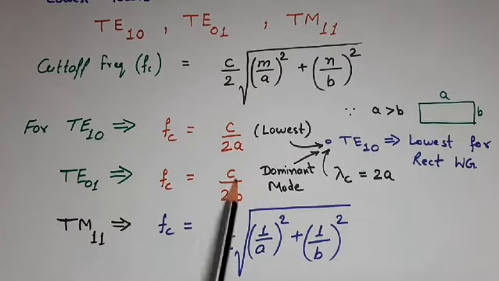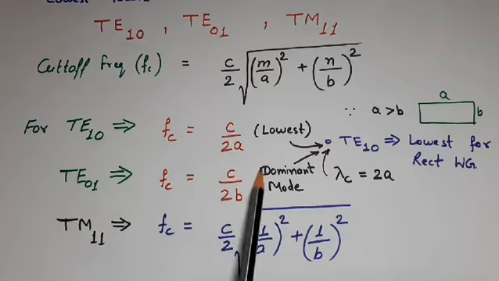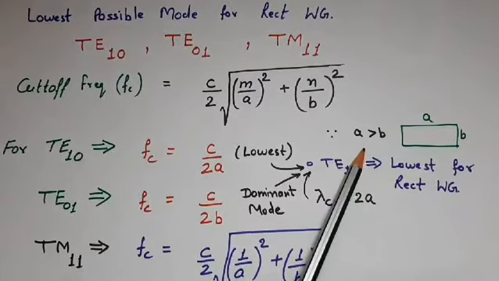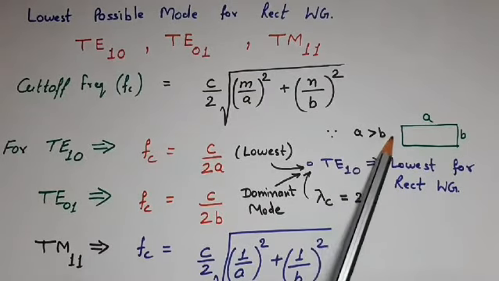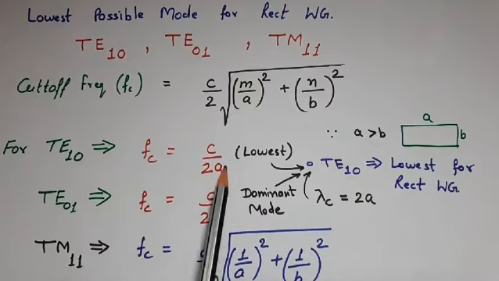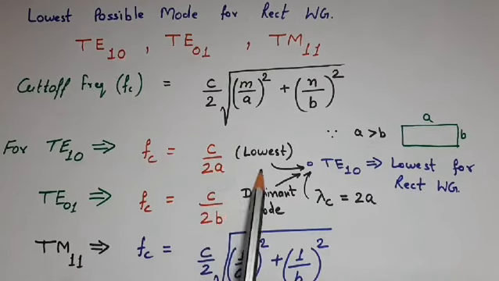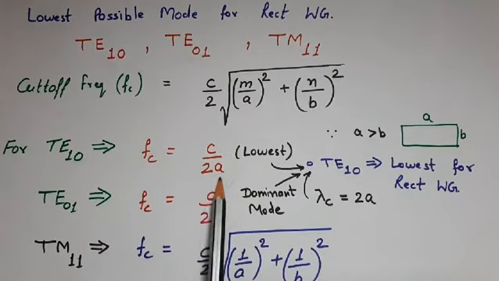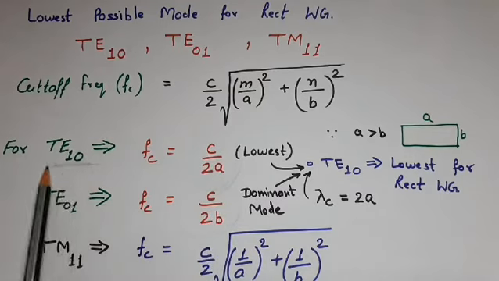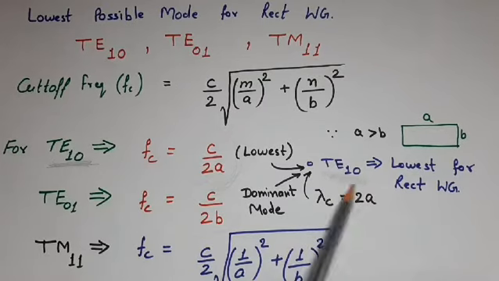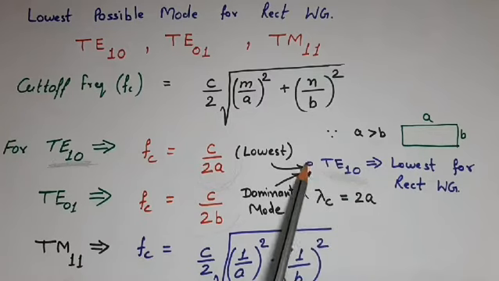Now the question arises, which is less between these two? Generally for a rectangular waveguide, a is always greater than b, and because a and b are in the denominator and a is greater than b, c upon 2a will be less than c upon 2b. So c upon 2a is the cutoff frequency for the rectangular waveguide, which corresponds to TE10. In other words, TE10 is the lowest possible mode which can propagate in a rectangular waveguide, and corresponding to TE10, the cutoff frequency is c upon 2a.